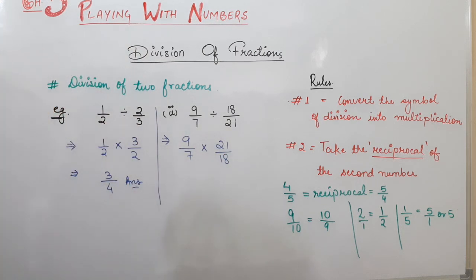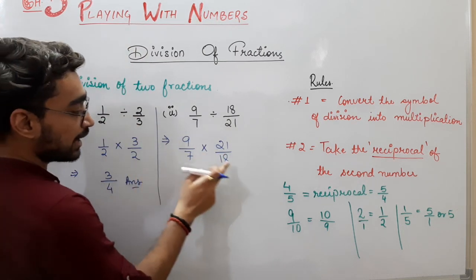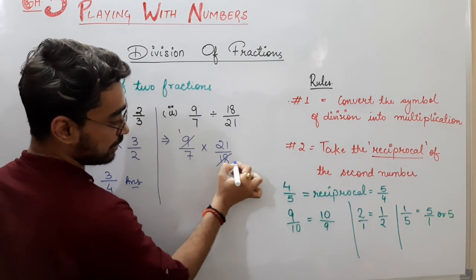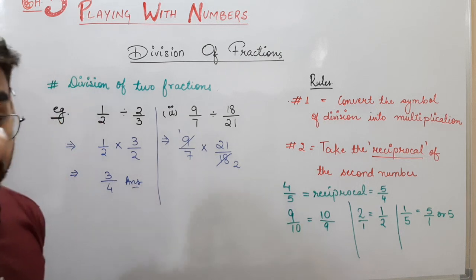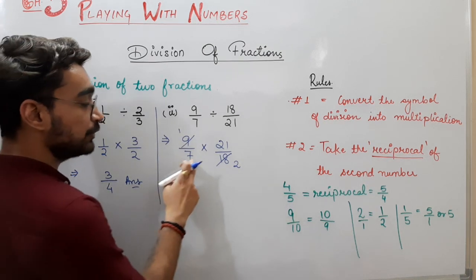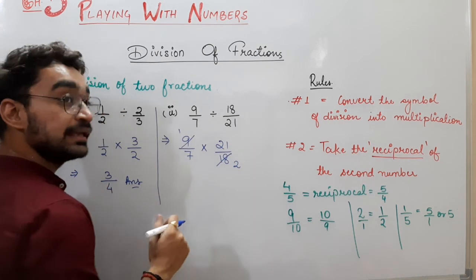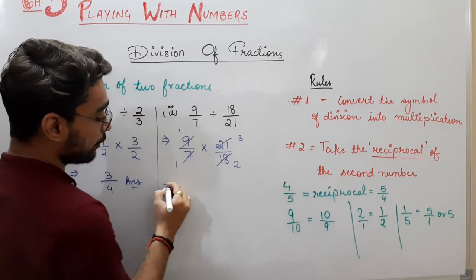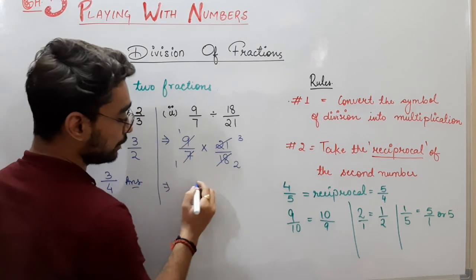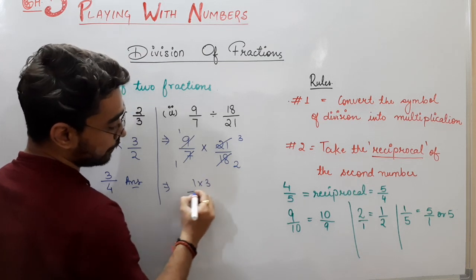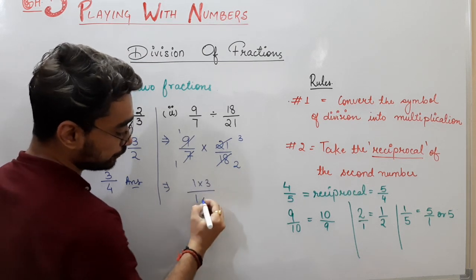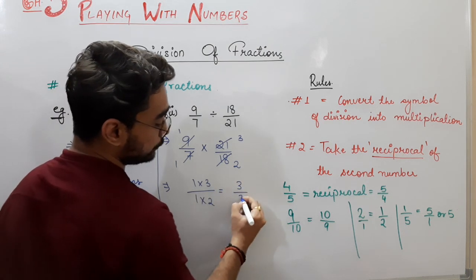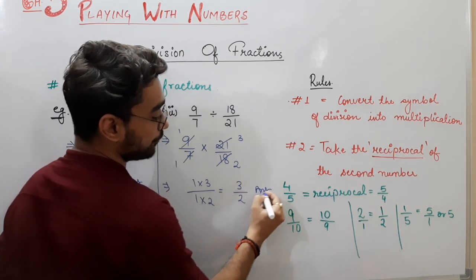Now I will check the cutting method. Is it possible to cut 9 and 18? Yes. 9 ones are 9, 9 twos are 18. Is it possible for me to cut 7 and 21? Yes. 7 ones are 7, 7 threes are 21. So what is left with me? 1 into 3 by 1 into 2. 3 ones are 3 and 2 ones are 2. This will be my answer.